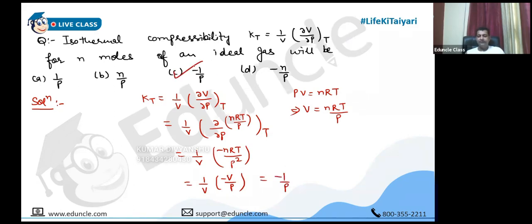So, can I write it as minus V by P? Please check. Because nRT by P is V. So, again, I substituted nRT by P equal to V. So, it is minus V by P. So, V got cancelled. We are left with minus 1 by P. That is the answer. So, C option is the answer. Everyone, please check. Clear? Yes, sir.